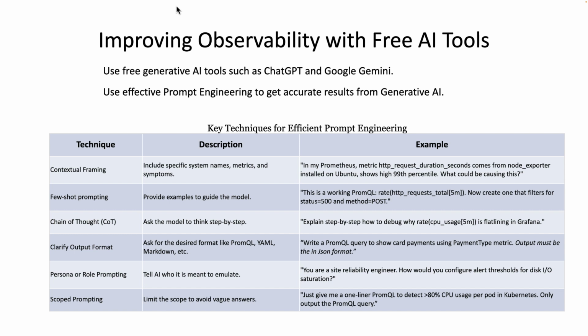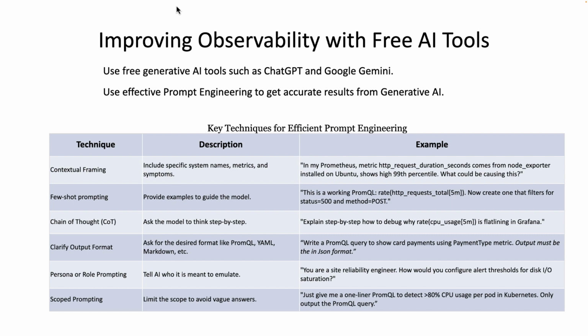The last technique is scoped prompting, which means that you limit the scope to avoid vague answers. For example, you can say, just give me a one-liner PromQL to detect CPU that is greater than 80% per pod in Kubernetes. Only output the PromQL query.